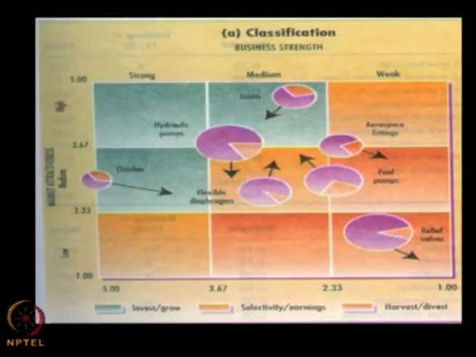Now, how are these individual product lines or business units plotted as circles? The area of each circle is related to industry sales. The pie within the circles depicts the market share of the product line or business unit. Just repeating again, the area of each circle represents the industry sales. The pie within the circles depicts the market share of the product or business unit. So, how do you draw this GE business screen? You have to follow certain steps.